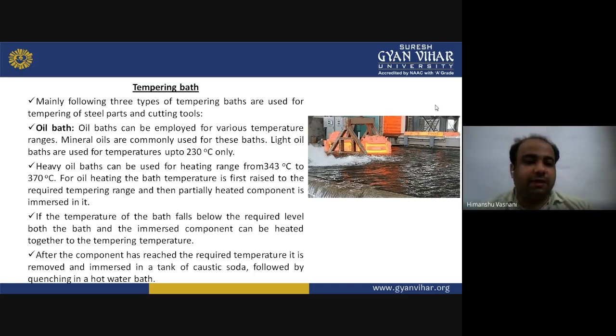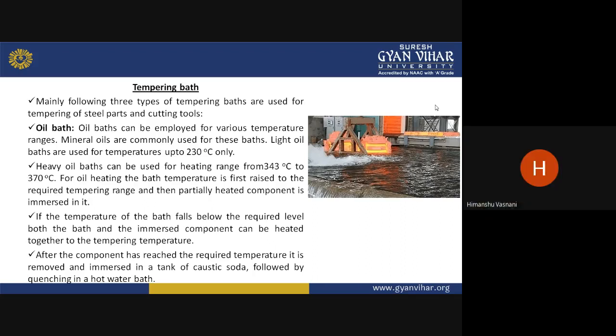For oil heating, the bath temperature is first raised to the required tempering range and then the partially heated component is immersed in it. So if the temperature of the bath falls below the required level, both the bath and the immersed component can be heated together to the tempering temperature. Okay, and once the component has reached the required temperature, it is removed and immersed in the tank of caustic soda, followed by quenching in a hot water bath.